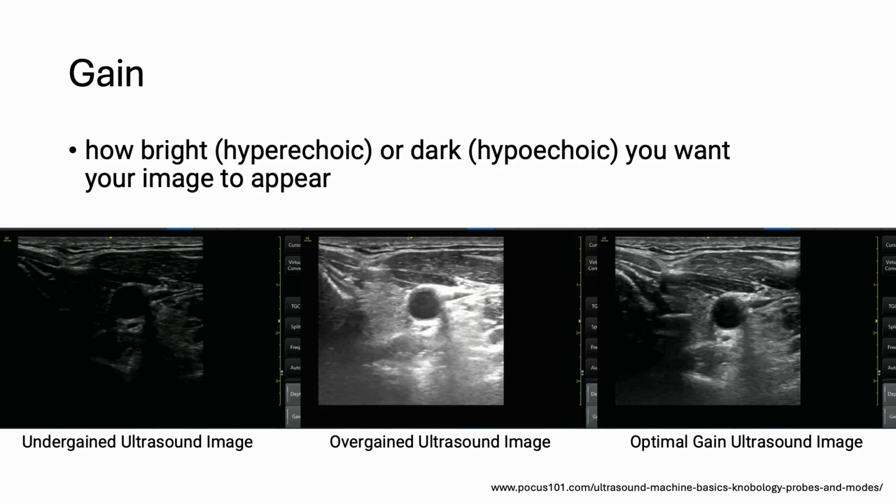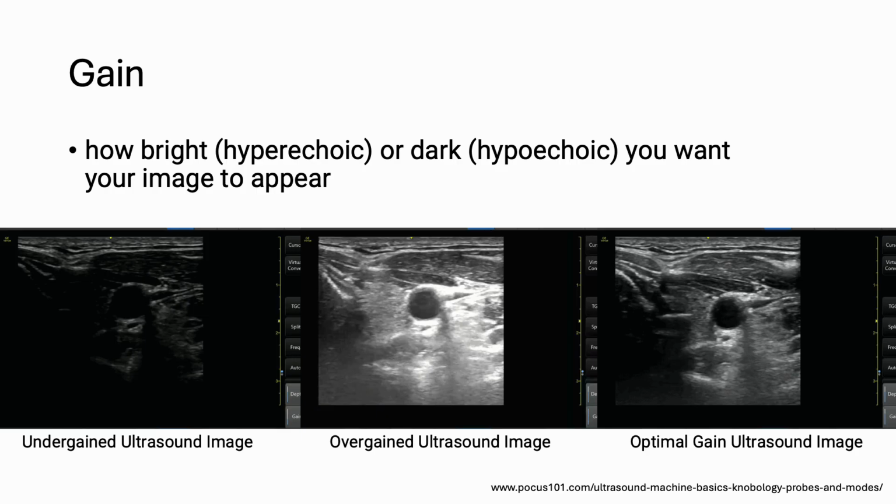So it's hypoechoic. Hypoechoic meaning dark. And so you really can't see the different structures. And then you can see the next one is an overgained ultrasound image, and so it's really bright, and the brightness makes it really hard to differentiate the different structures as well.